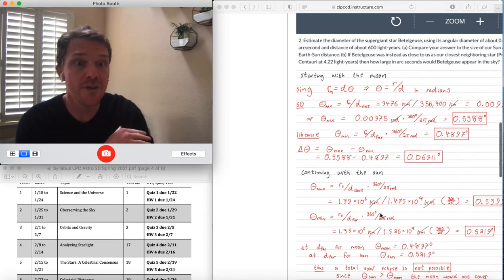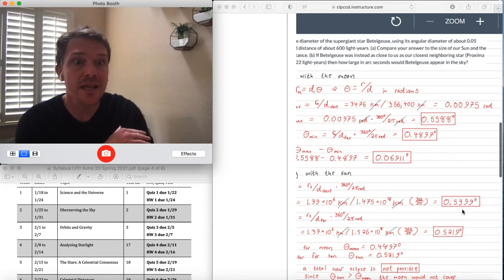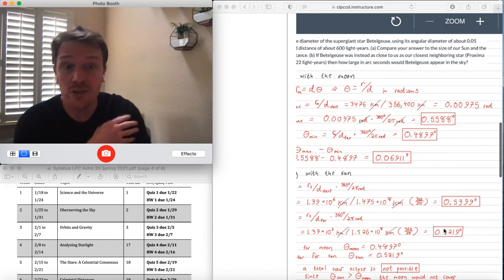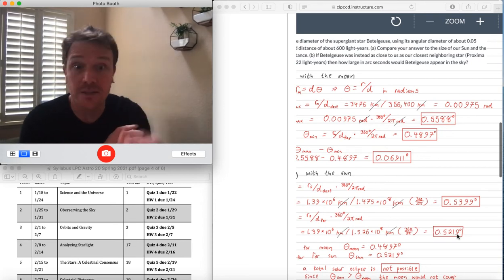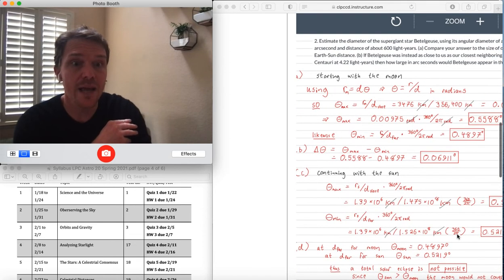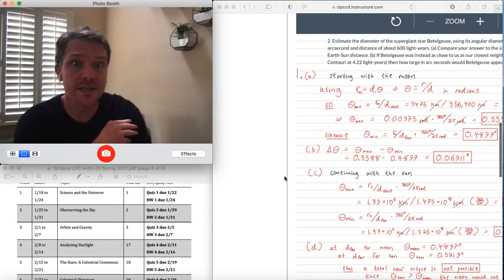So we put those values in, and we get angular sizes that don't vary as much. The size of the sun in the sky does not vary as much in angular size. It varies from 0.54 degrees to 0.52 degrees. So some variation, but not as much. And then we come up with the idea: could we have an eclipse based on this criteria?